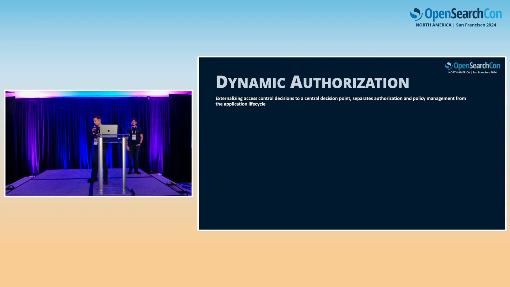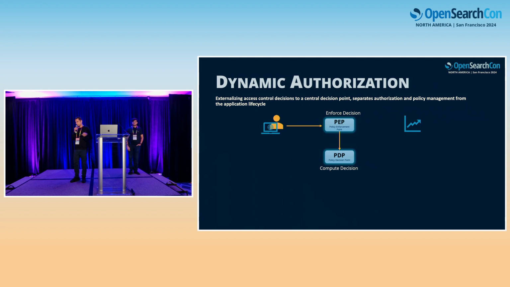So let's see what dynamic authorization is. The process of externalizing the access control out of your system to an external central decision point, which separates authorization and policy management outside the application lifecycle, is actually called dynamic authorization. Let's take an example of a user trying to access a resource. The security guard comes in and preempts the access to enforce a decision. Before enforcing the decision, it has to go and get the decision. This particular component is called PEP. It is an enforcement point.